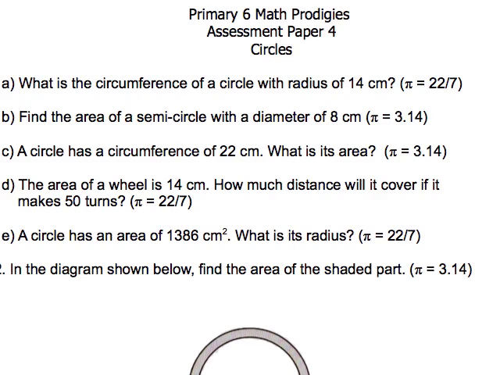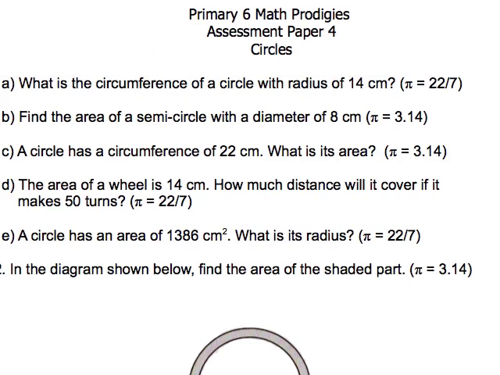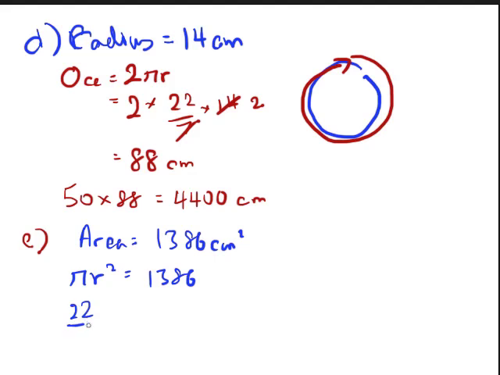And part E, a circle has an area of 1386 cm squared. What is its radius? What is the formula for area? Very simply, pi r squared equals 1386. What's your pi? I think they asked you to take 22/7. Again, use your knowledge of algebra to understand that 22/7 r squared actually means 22/7 times r squared.